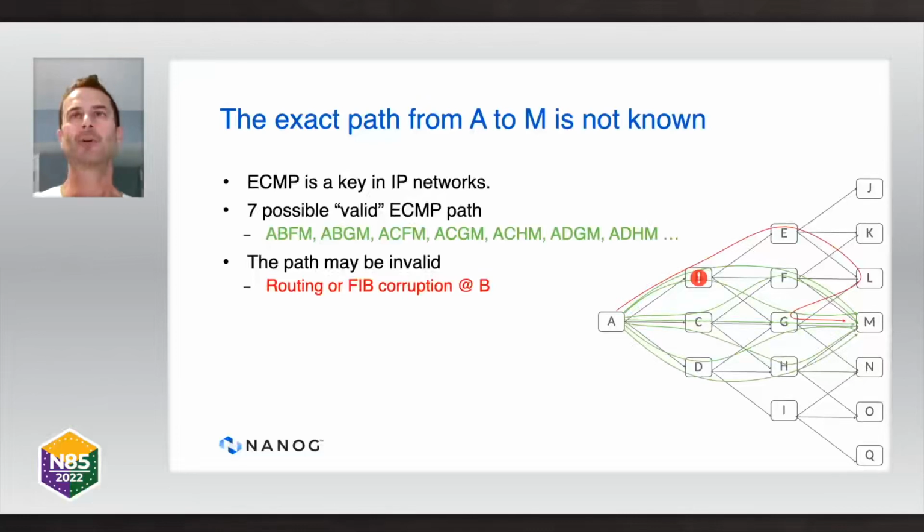What happens if we had this FIB corruption at B and B was sending packets to E? So now our path is A, B, E, L, G, M. Nobody would ever expect that. You would never look to troubleshoot that. So we don't know where packets are going here.